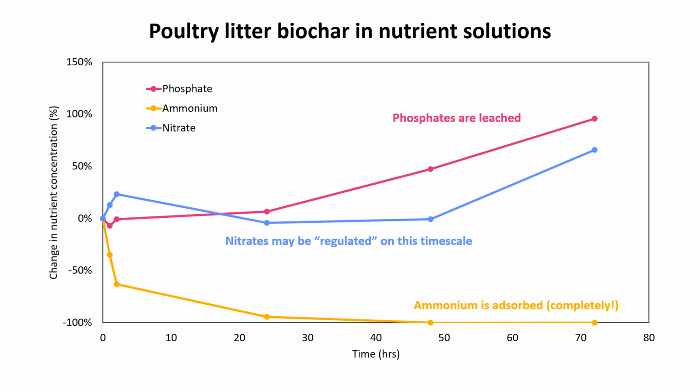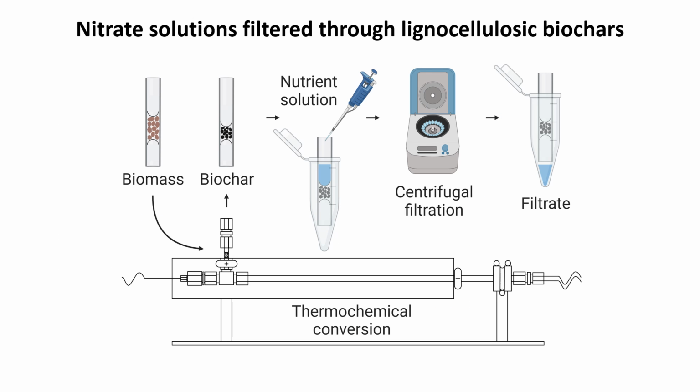So we do need some help from lignocellulosic biochars to bring those concentrations back down to safe levels. To test the performance of lignocellulosic biochars, we did more of an inline type of experiment, as opposed to the batch experiments that we did with poultry litter biochars. Here we're simulating diffusion between biochars and actively flowing runoff.